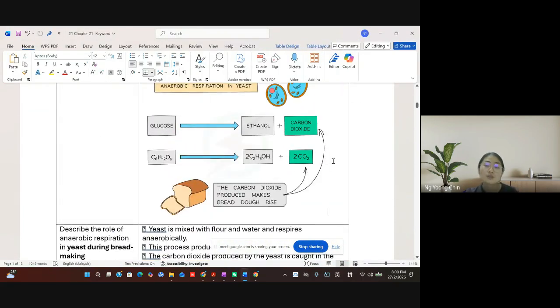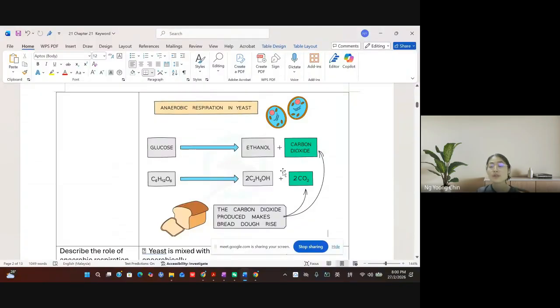You should have a look, because they have asked this kind of question before. They will ask you to state the balanced equation for anaerobic respiration. So this is the answer: C6H12O6, put an arrow, 2C2H5OH. Remember to put 2 in front, and 2CO2. You need to balance the equation.